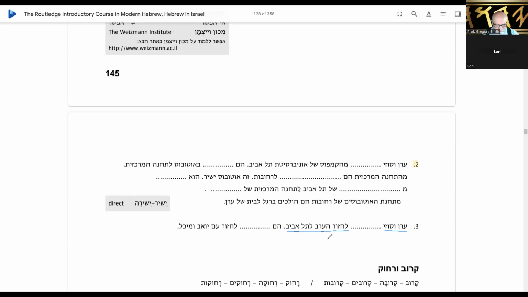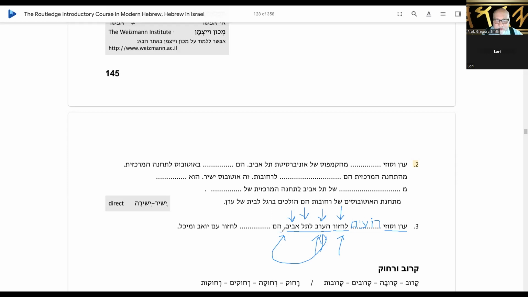ערן וסוזי רוצים לחזור הערב לתל אביב. It's going to be rotzim in here. That has to do with wanting something. Okay, so ערן וסוזי רוצים לחזור. This means to return. Ha'arev, the evening, La Tel Aviv would be like to Tel Aviv in the evening. It would be like they want to return to Tel Aviv tonight, and that's how Ha'arev would fit in there. Remember that the order is not exactly the same as in English, not a linear order in Hebrew.